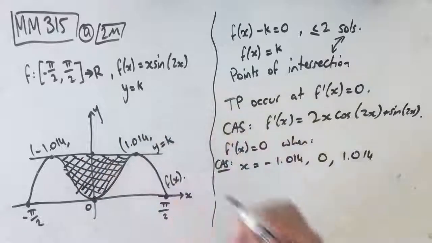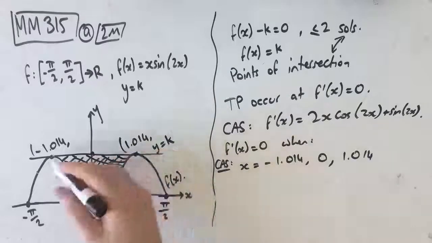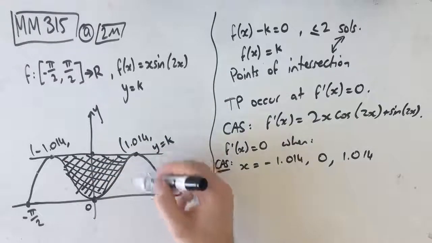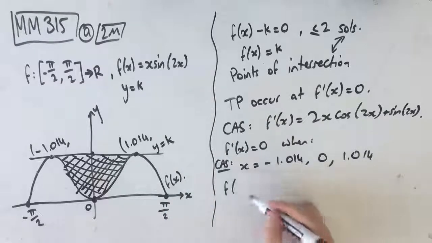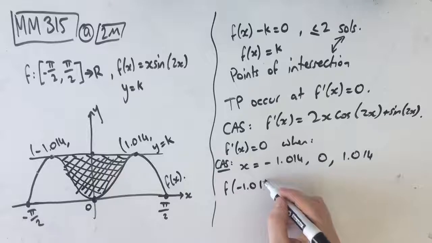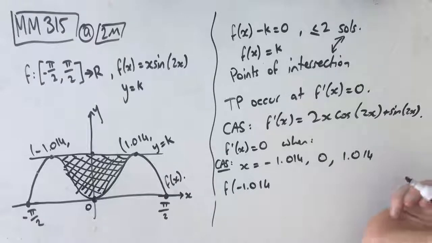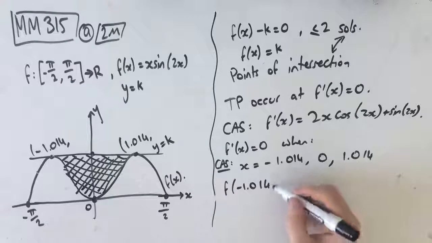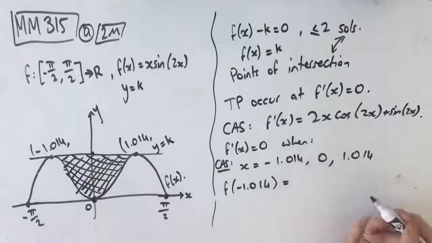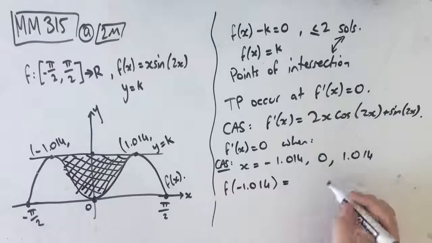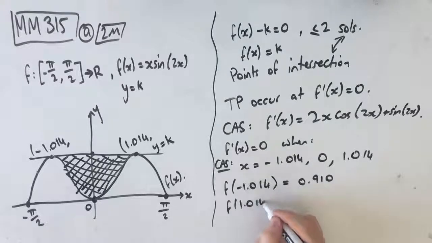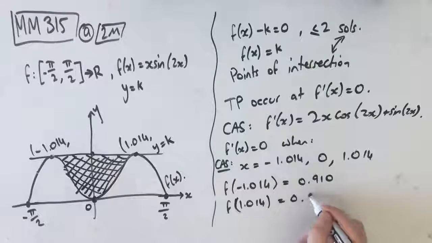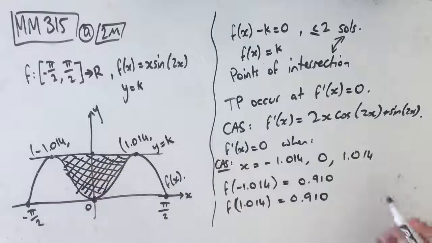Awesome. But we actually need to know the y value, right? Because that's our x value, but we need to know the y value of these turning points so we can work out what k is. So therefore, f of negative 1.014 is what we want to find. And that is equal to, according to CAS, 0.910. And f of 1.014 is, of course, as well 0.910 because they're at the same height. Awesome. That's our first mark right there.